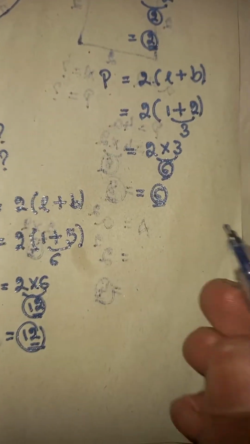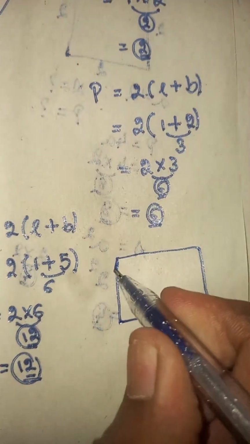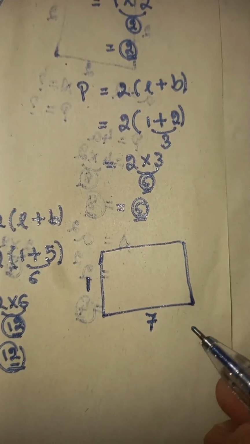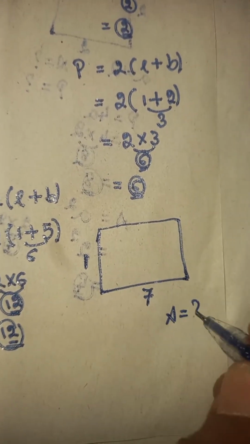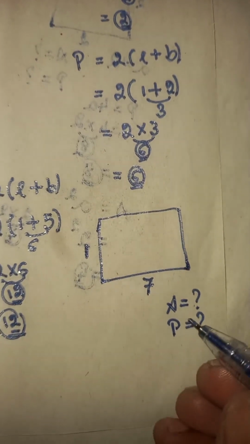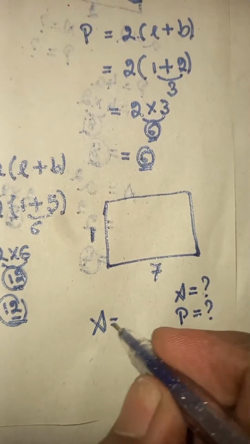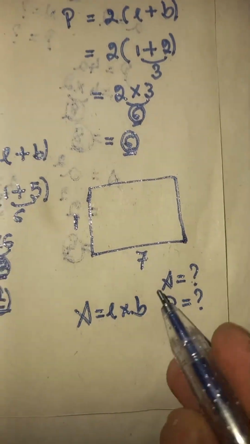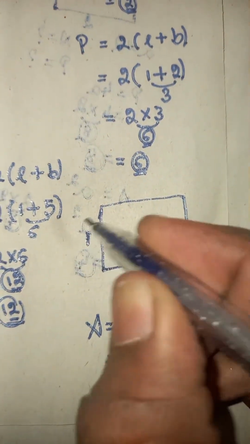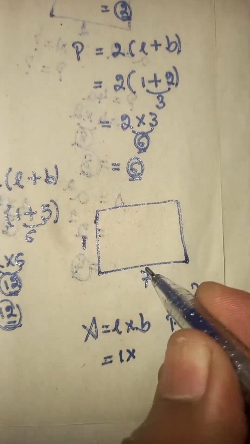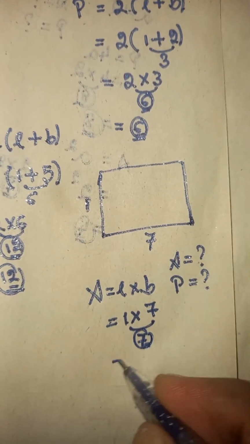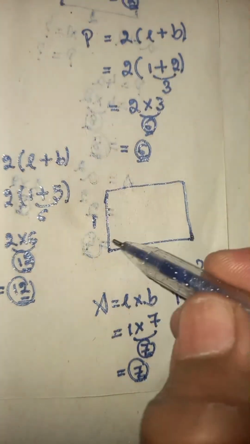Let's take one more rectangle. In this rectangle they have given this side length as 1 unit and the breadth as 7 units. Now also you need to find the area and the perimeter. Area of this rectangle is length times breadth: length is 1 unit, breadth is 7 units. 1 times 7 is 7, so the area of this rectangle is 7 square units.